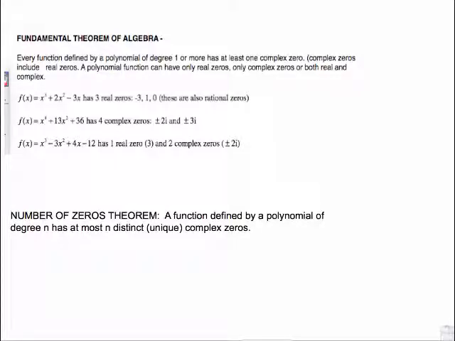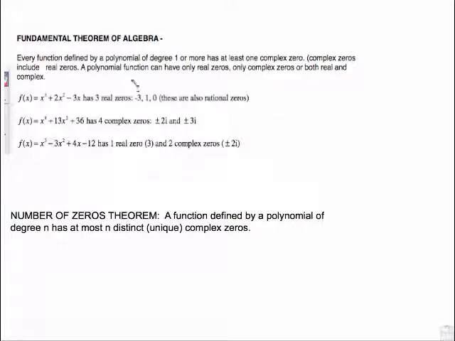This is Pre-Calc, section 3.7, part 2. In part 1, we were taking zeros and coming up with the function. In this part, we're going to have the function and we're going to find the zeros. But first, there's a couple theorems that you should be familiar with. One is the fundamental theorem of algebra, and it's this.